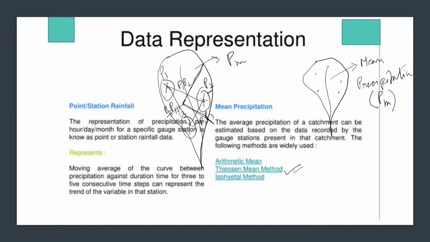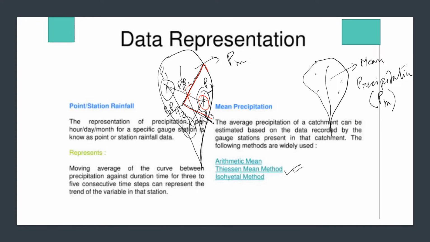So you see that this polygon P2 is bounded by this polygon, right? The bisector of P1 and P2 and the bisector of P2 and P3, these two bisectors, when extended up to the watershed boundary, surround the rain gauge station P2.